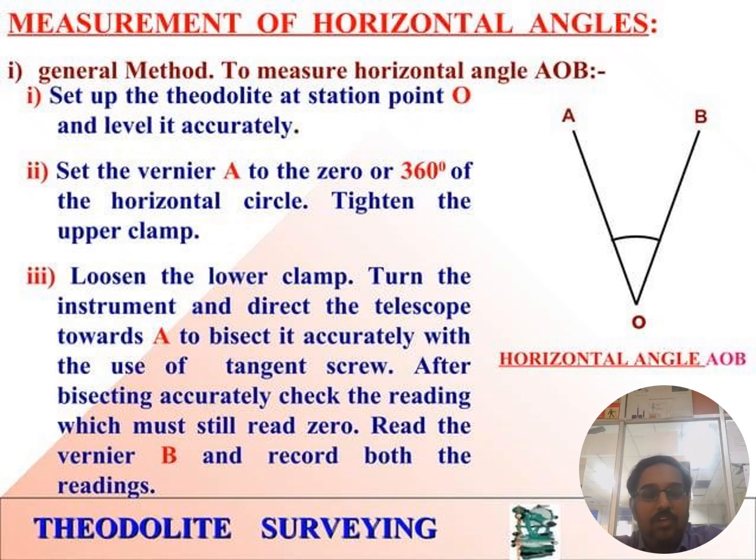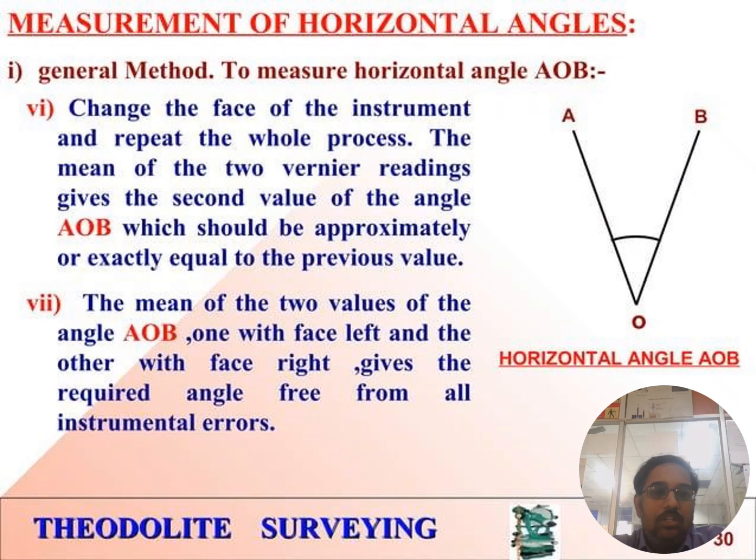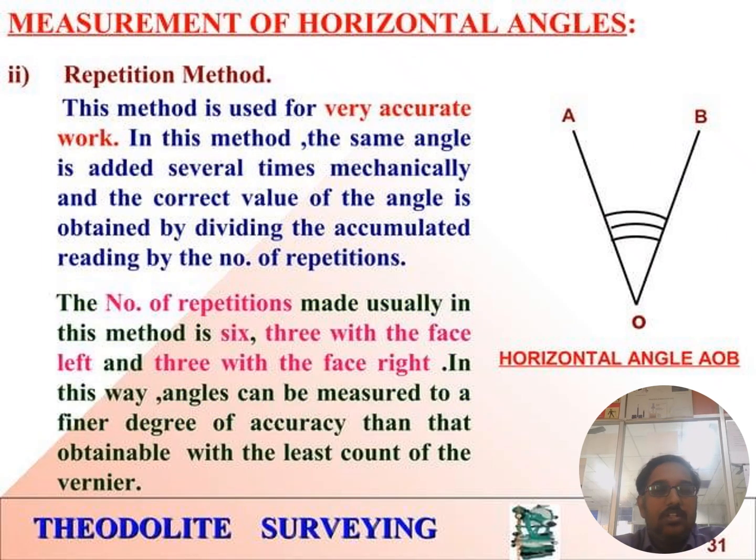By measuring the horizontal angle, we are giving the face left or face right, and we are calculating the face left and face right, which is quite common. Then comes the repetition method, which is very accurate work, because we are doing it continuously. We are taking 2 angles continuously over a period of time, so that it becomes quite accurate. When the number of repetitions is increased, the result will be more accurate.